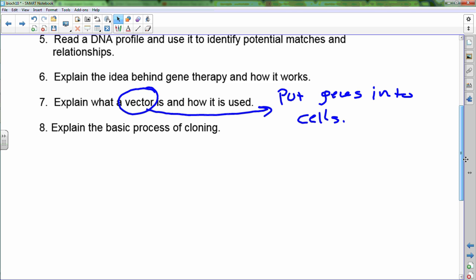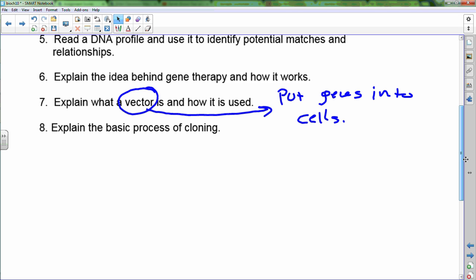You guys looked at some vectors yesterday. What kind of things were they talking about using as vectors? Herpes. Different types of viruses. Lysosome. What's that? A lysosome is a different type of molecule, but it's not a living molecule.